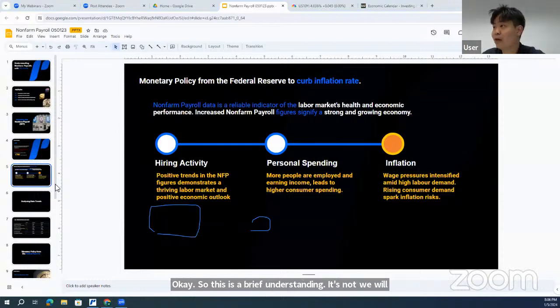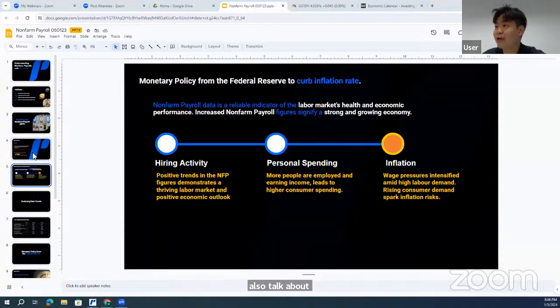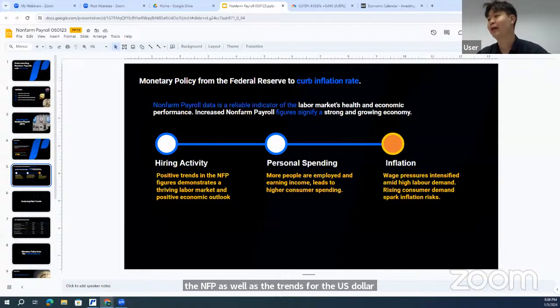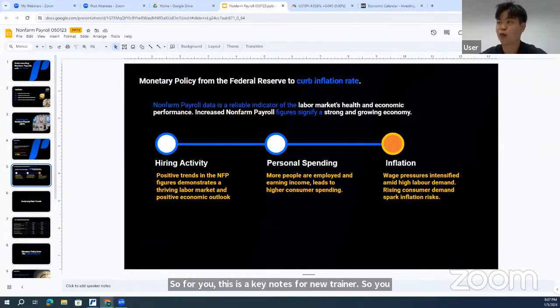Okay, so now I will let you have a brief understanding of the relationship between the NFP and the trends for the US dollar. This is a keynote for new traders. You need to understand that non-farm payroll is one of the jobs data in the United States. If NFP is very good, it means the hiring activity in the United States is very good, so a lot of people are getting jobs.